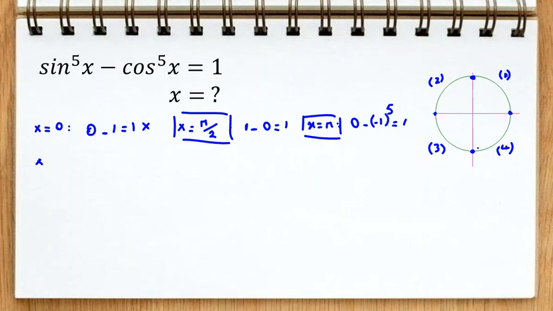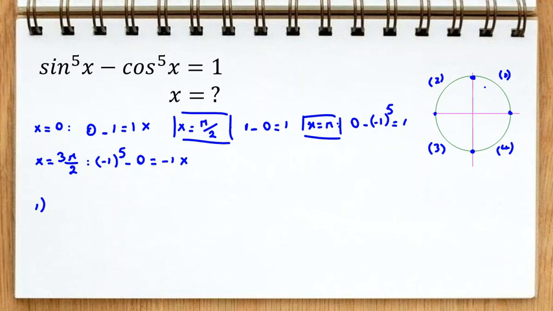If we consider x equal to this point, 3 pi over 2, and this point, sine is -1. So -1 to the power of 5 minus 0 equal to -1. It's not good because it should be 1. So we found two answers between these 4 endpoints. Now let's consider the regions.